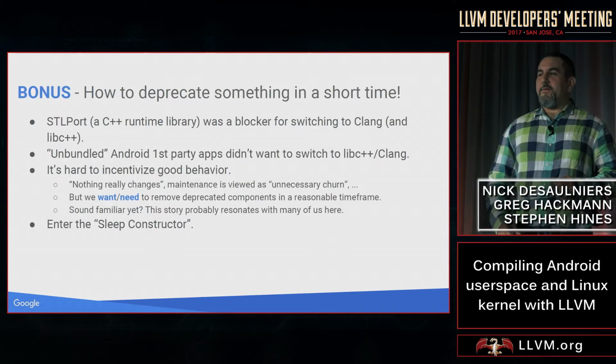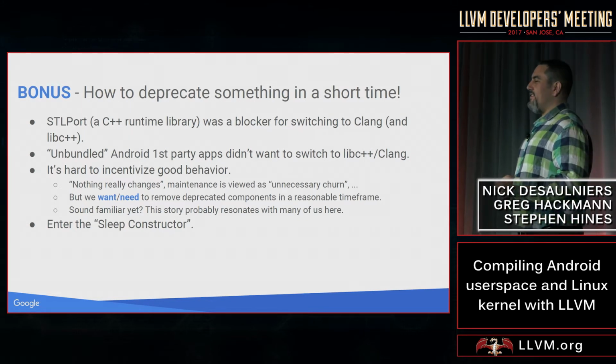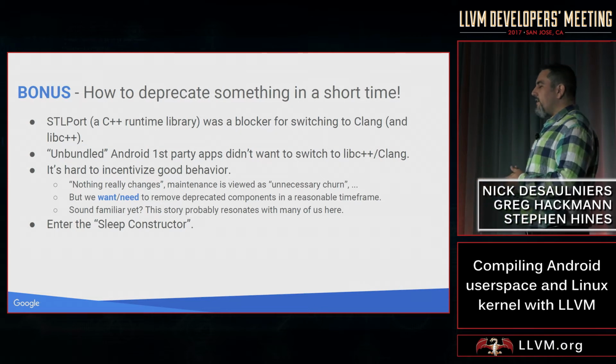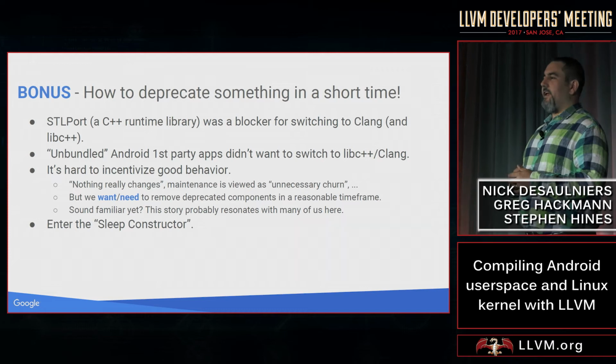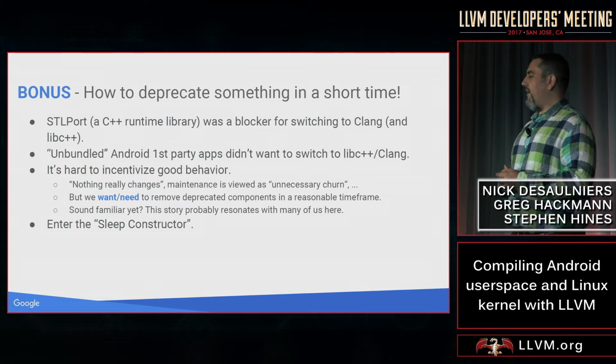So, bonus item. If you need to deprecate something in a short time, I hope everyone can make use of this knowledge. And even if you can't use it, you can threaten people with it. It's great. So we had STLport, which is a runtime STL library that's pretty ancient and didn't have C++11 support and definitely wasn't going to get C++14 support and all these other things. And we said, hey, we're going to really want to deploy those things, so we need people to switch. We need people to get off of STLport.